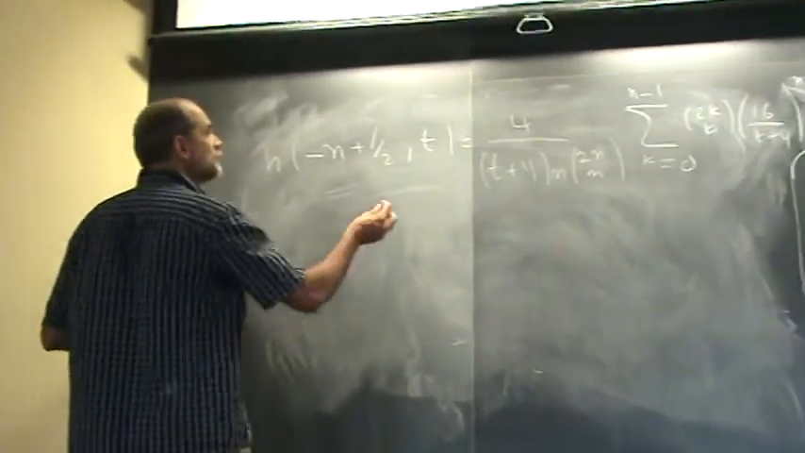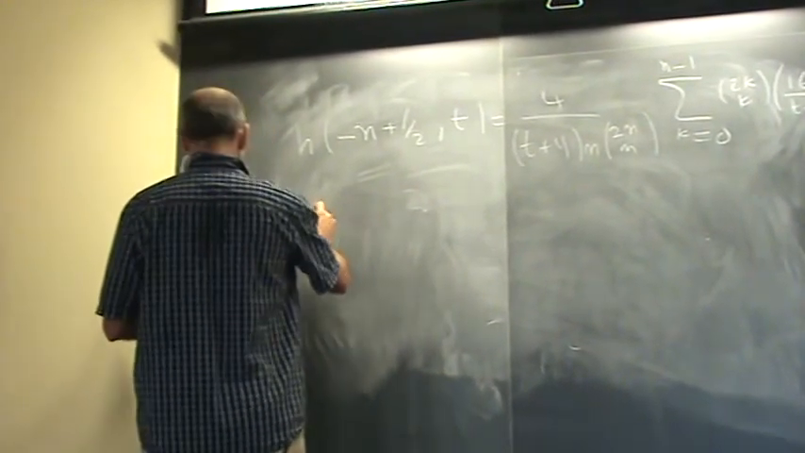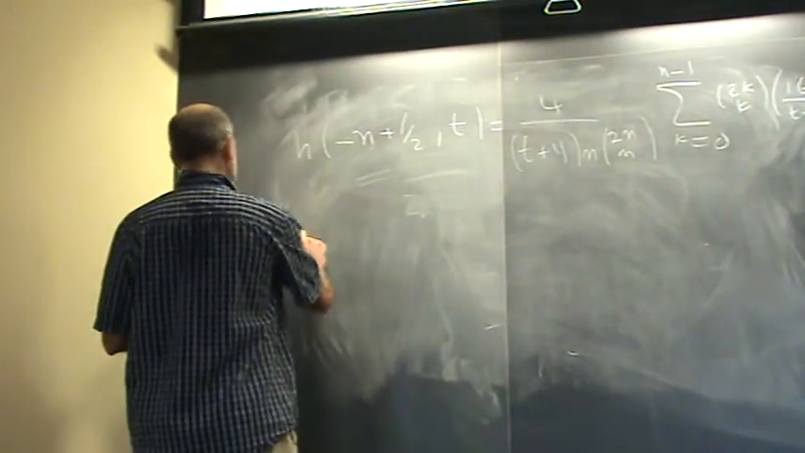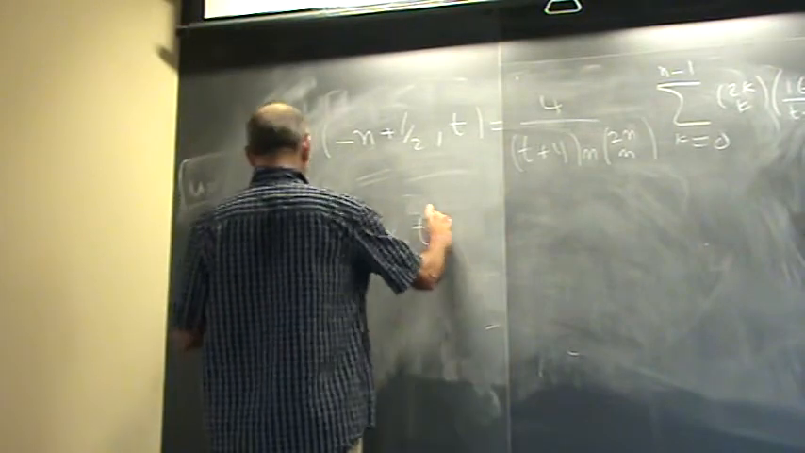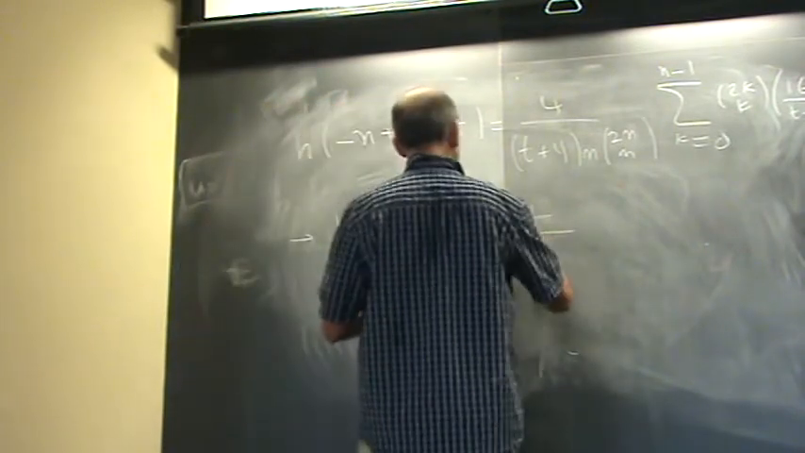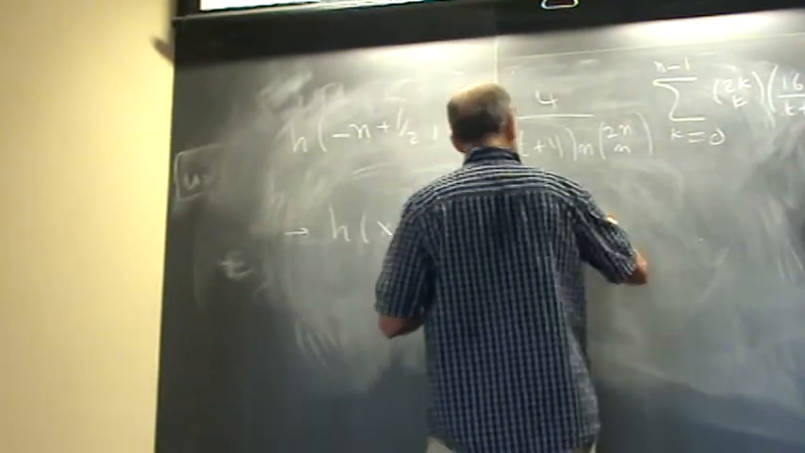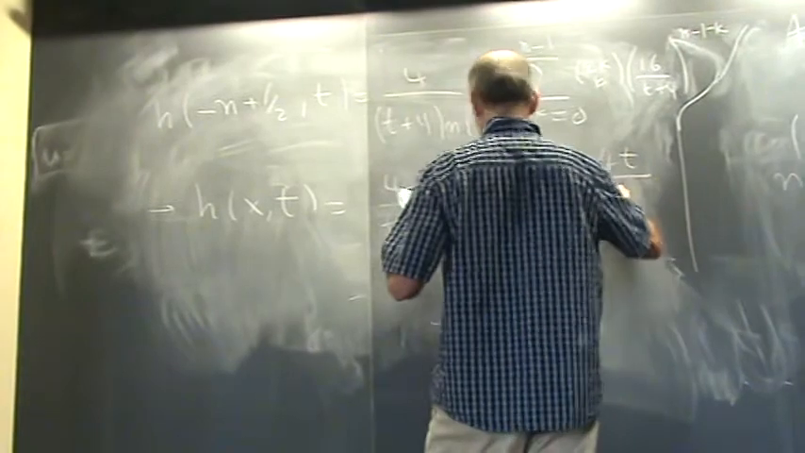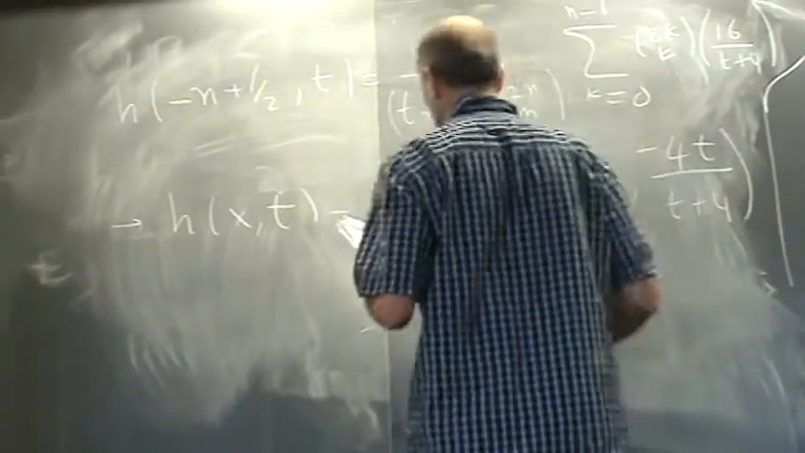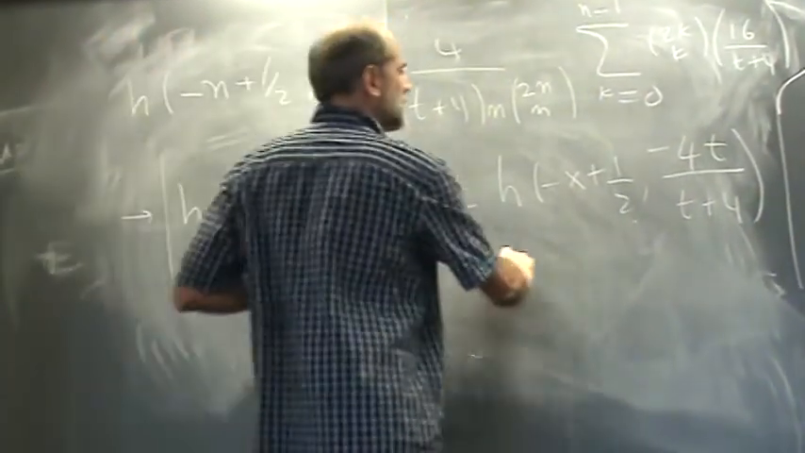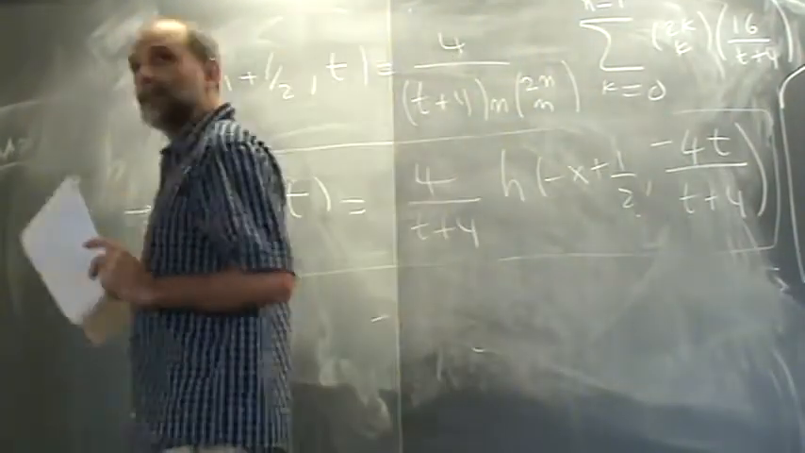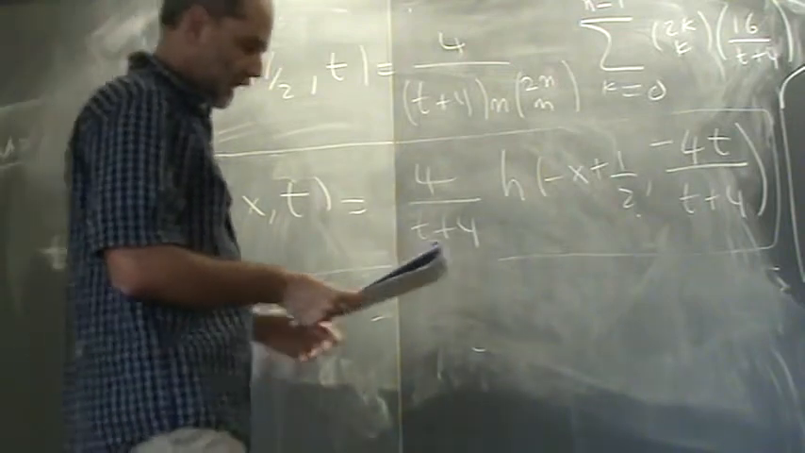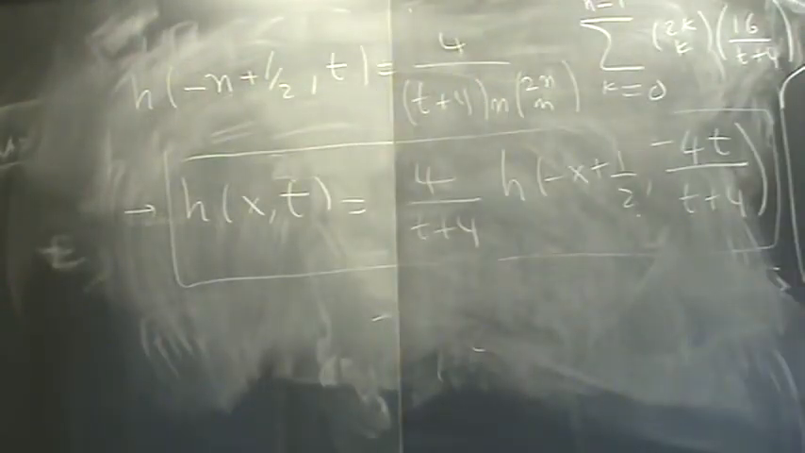So since this is valid for any n, we can deduce from here that, in fact, h of x satisfies a functional equation like this, which is modular looking. You change both parameters by a linear fractional transformation, and you get a relation with the original function.